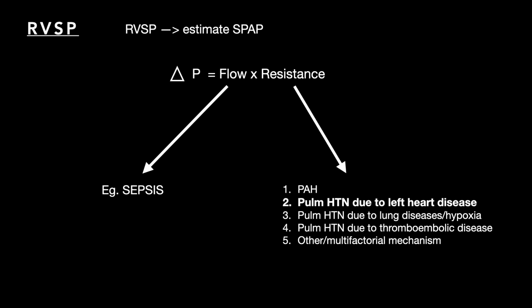And there are other causes as well: pulmonary arterial hypertension, pulmonary hypertension due to lung disease and hypoxia, and other rarer causes, thromboembolic disease and the other multifactorial category. So this also illustrates that in our patients, you can't really assess the right heart with echo or any other way without taking into account the function of the left ventricle as well, given that left heart disease is the most common cause of increased pulmonary vascular resistance.